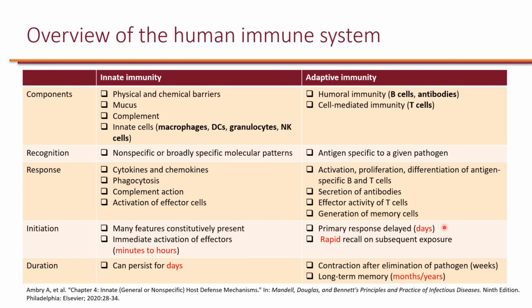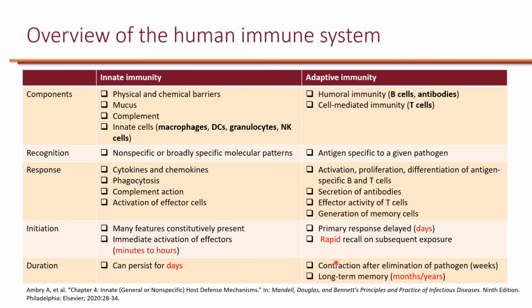Now, the first time the body is exposed to a pathogen, the adaptive immunity will take several days to develop, and that's referred to as primary response. So primary is the first time the body sees that pathogen. However, once the immune system has adapted to that pathogen, the next time the body encounters that same pathogen, there will be a rapid response due to the memory that develops. So because of that, there is a long-term duration of adaptive immunity.